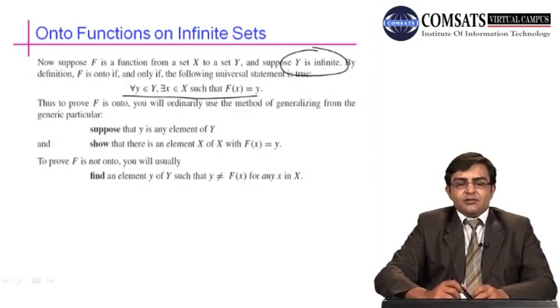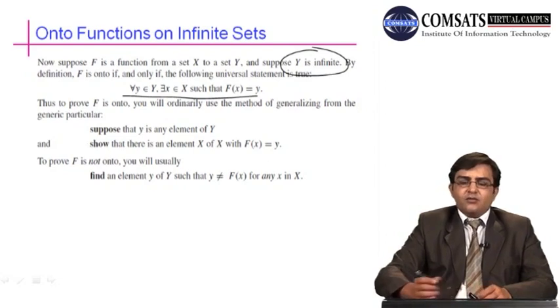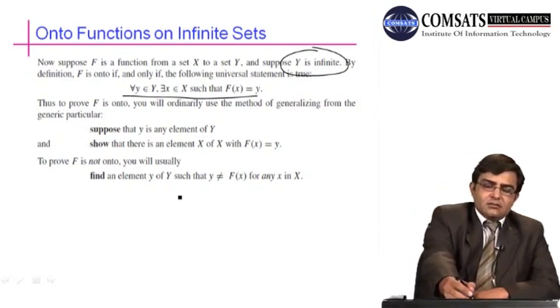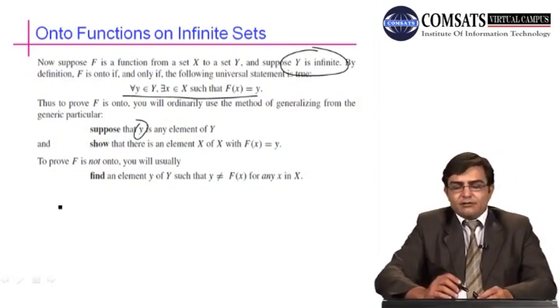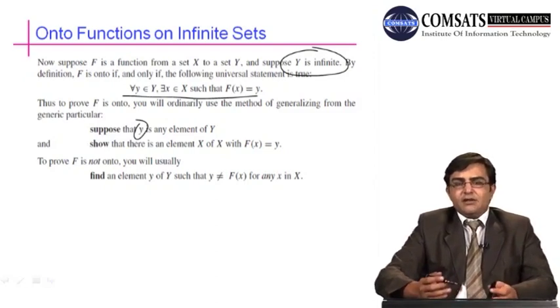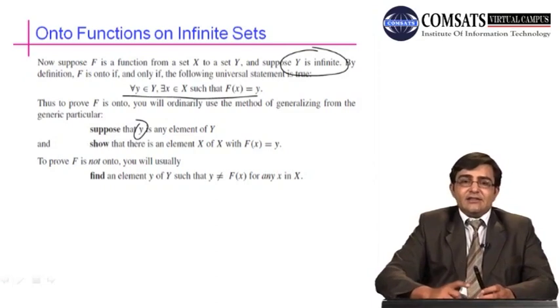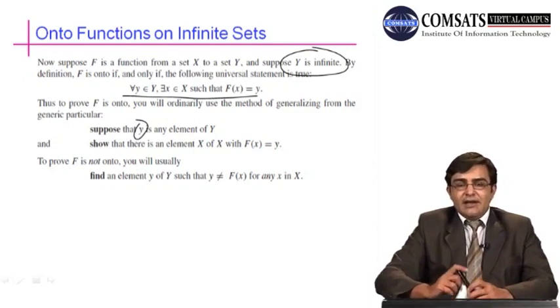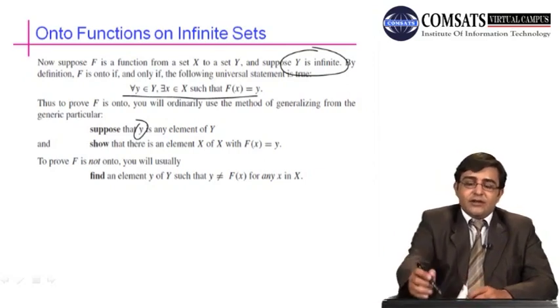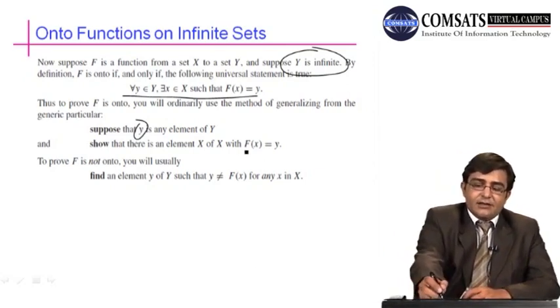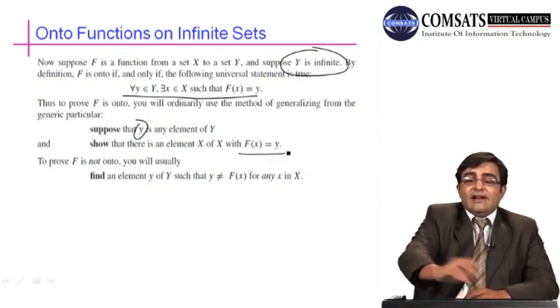Thus, to prove f is onto, you will ordinarily use the method of generalizing from the generic particular. We suppose that y is any element of Y. Y could be any element of Y, and we show that there exists some element x in X such that y is the image of that x.